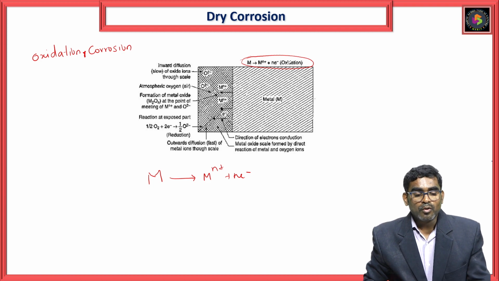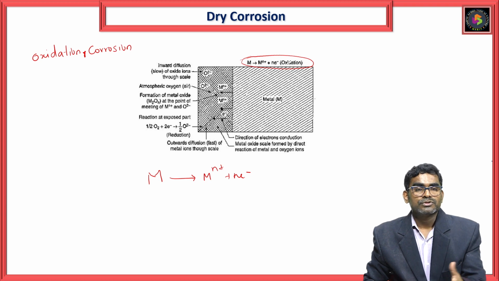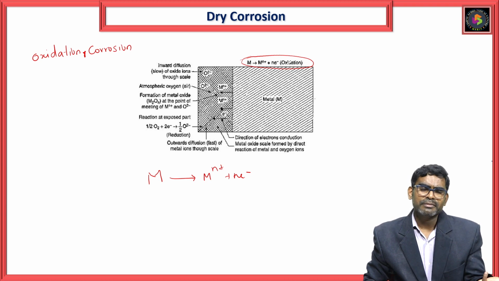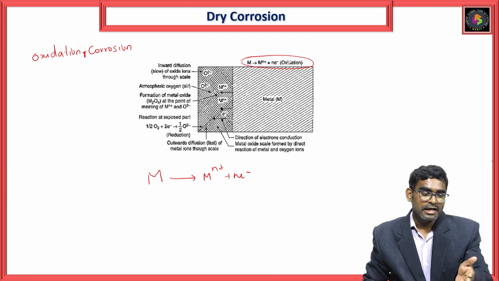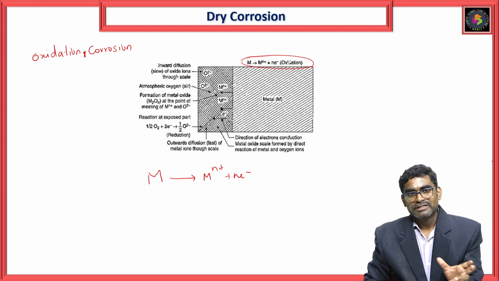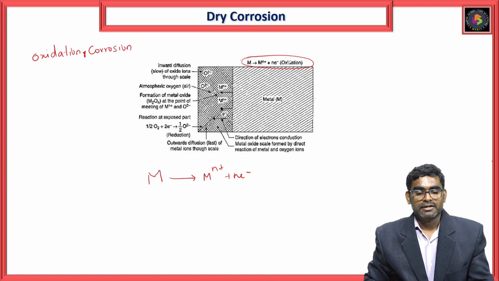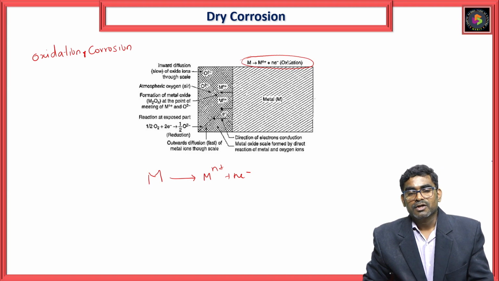So how does it happen? It happens only due to the exposure to the environment. The environment may contain several gases, but here, especially, the chemical reaction that is taking place is oxidation. So we have considered that particular oxidation. Likewise, dry corrosion is called oxidation corrosion.